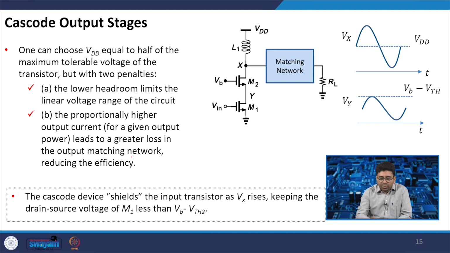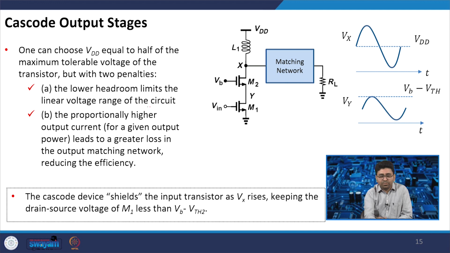one widely used topology, which is the cascode output stage. So, cascode is also used in the output stage, and what are the advantages and disadvantages of using the cascode stage? When we use the cascode stage, one can choose VDD equal to half of the maximum tolerable voltage of the transistor, which is half voltage, but there are two penalties.